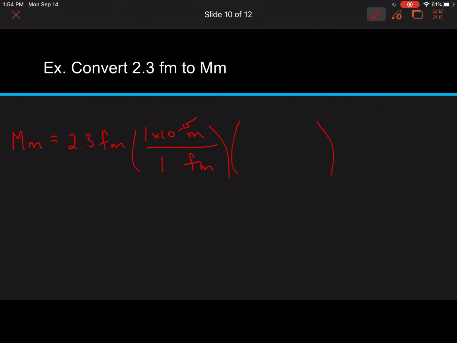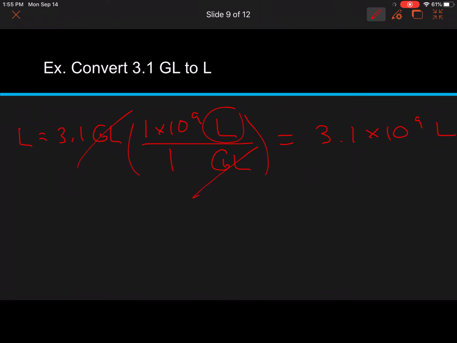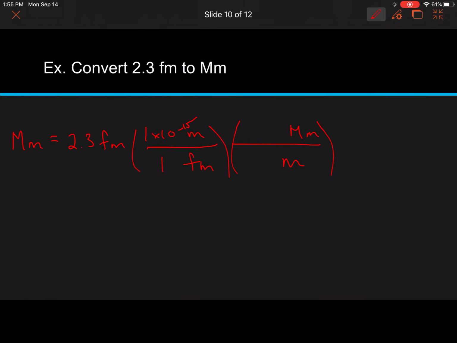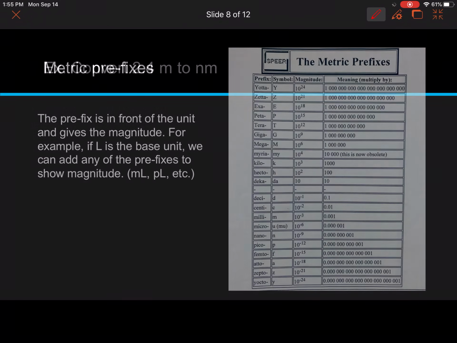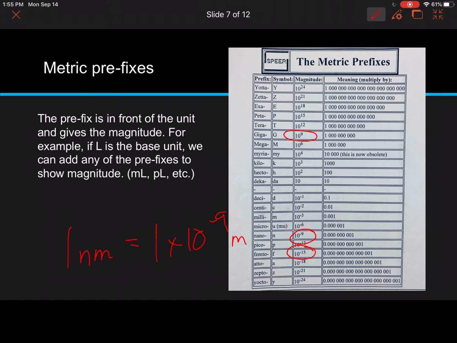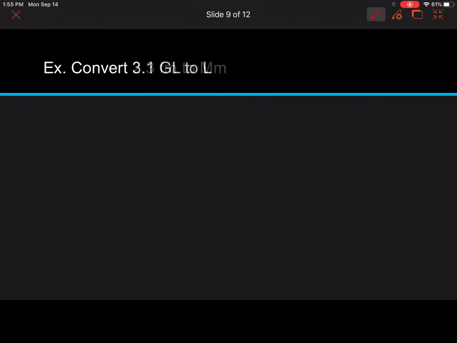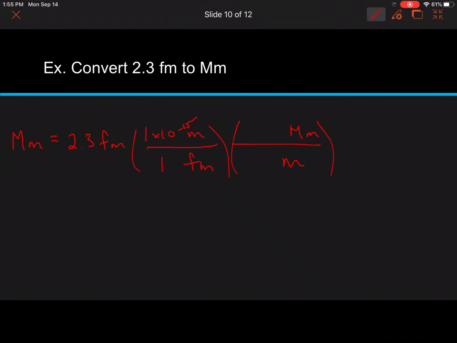So that tells me that I need another bracket because I want that meters to cancel. So meters is going to go on the top, megameters is going to go on the, I think I said that backwards, didn't I? Meters is going to go on the bottom, megameters on the top. I'm going to go back to my chart here. Megameters is here, 10 to the 6th. So I say that 1 megameter is 1 times 10 to the 6th.